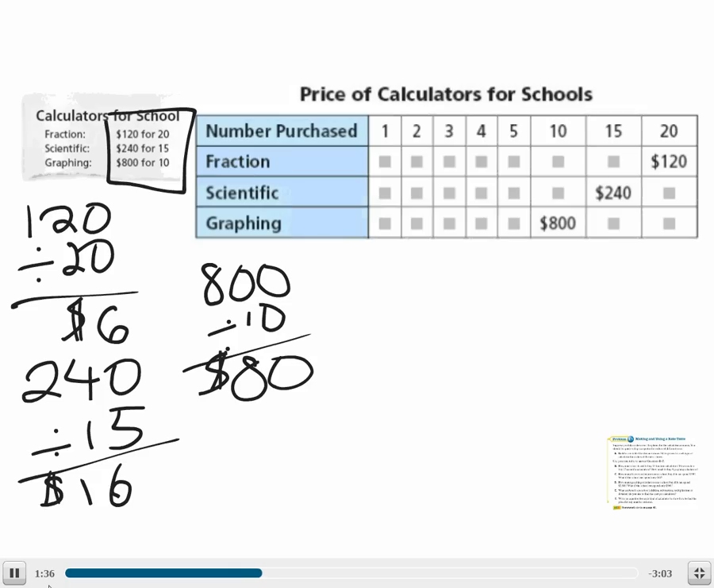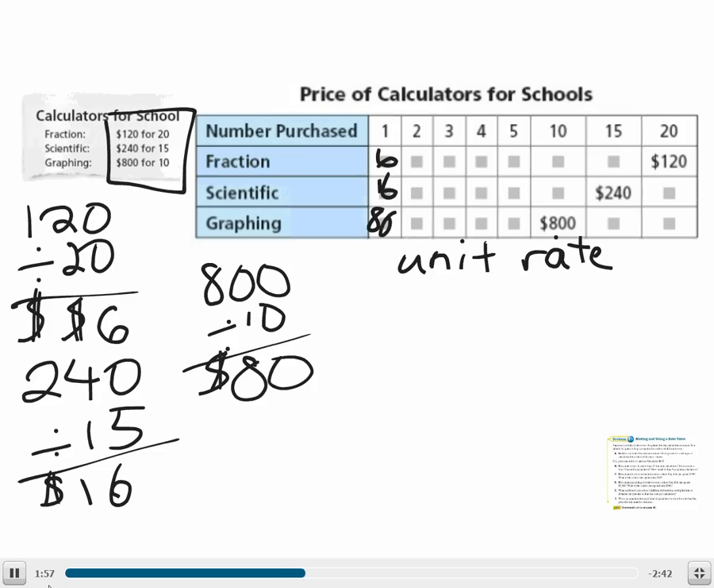Now, let's fill that in the appropriate boxes. For the fraction calculator, that was $6. For the scientific, that was $16. And for the graphing, that was $80. Now, what we can do, that's going to be our unit rate. So for just one, we know the price for just one of those.